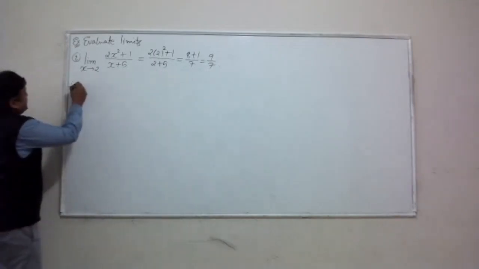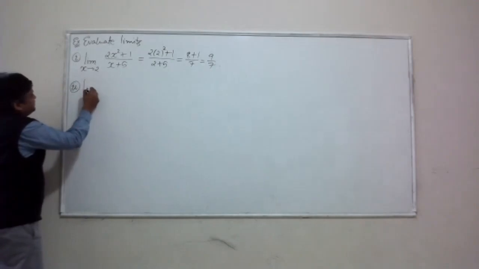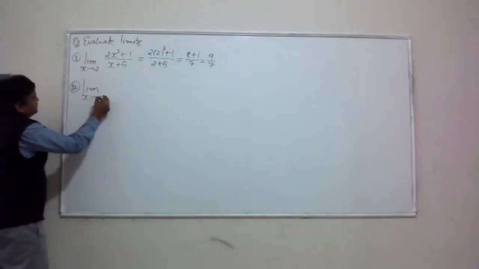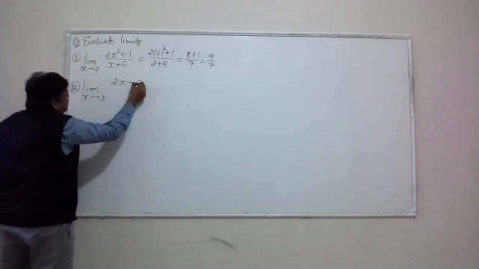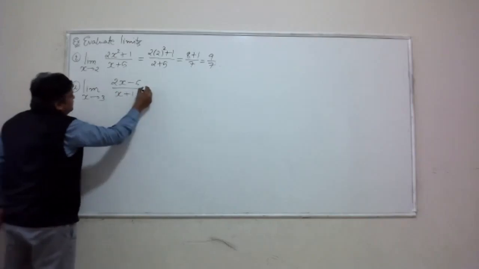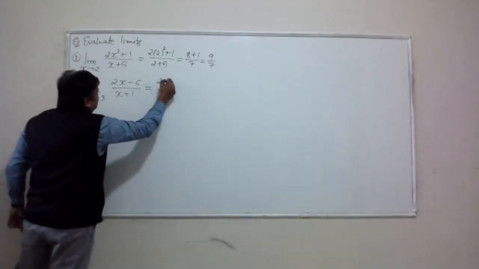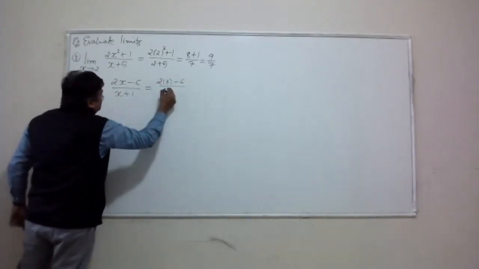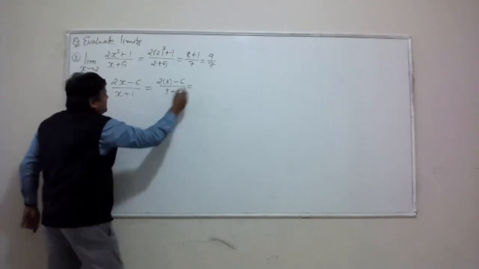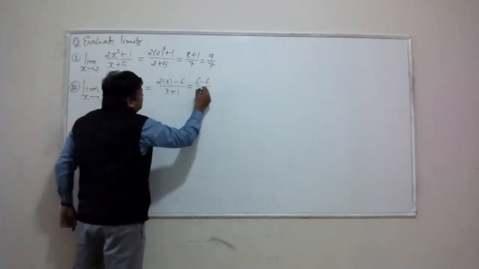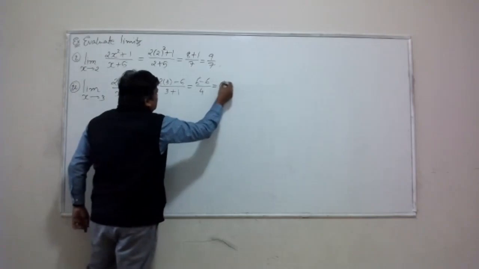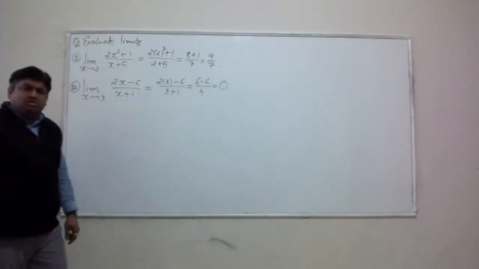All right. Same way, if I ask you to compute the limit as x approaches 3 of 2x minus 6 over x plus 1, look what we get. 2 times 3 minus 6 over 3 plus 1. I get 6 minus 6 in the top with 4 in the bottom. Looks like the limit is 0.